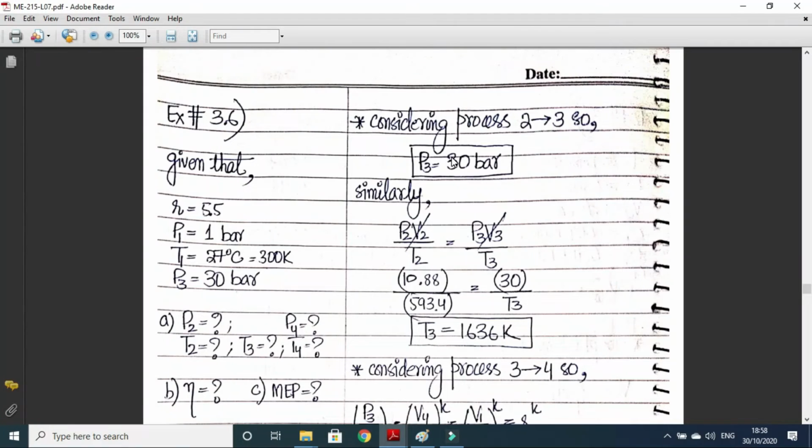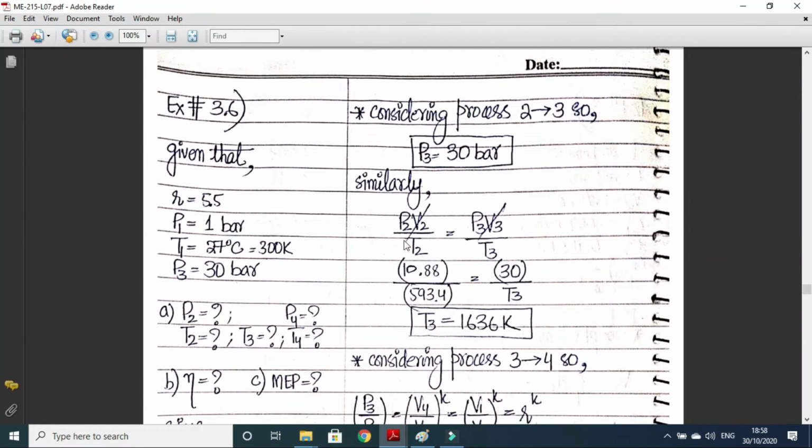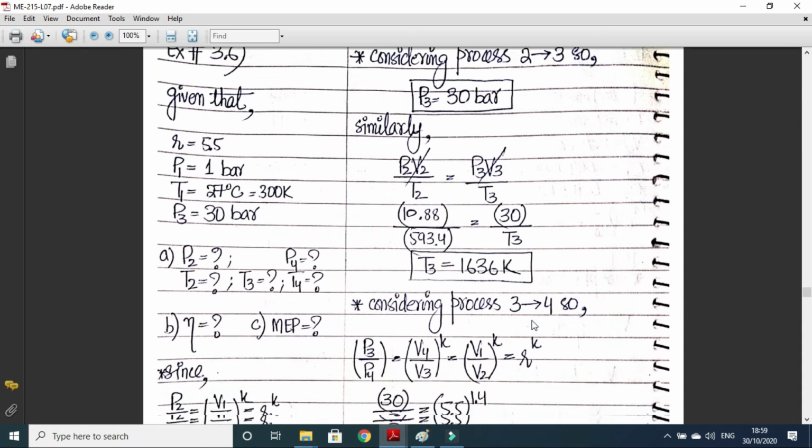Now P3 is given, 30 bar. For process 2 to 3 we can use the ideal gas relation because we are using the air standard cycle where the working fluid is air and we can assume that air is an ideal gas. So P2 V2 divided by T2 is equal to P3 V3 upon T3. V2 and V3 will be cancelled out as they are equal. It is a constant volume heat addition. Now P2 is known, T2 is known, P3 is known. We can easily calculate T3.